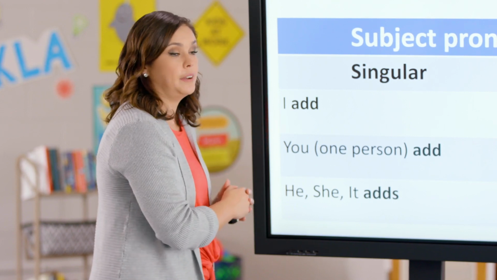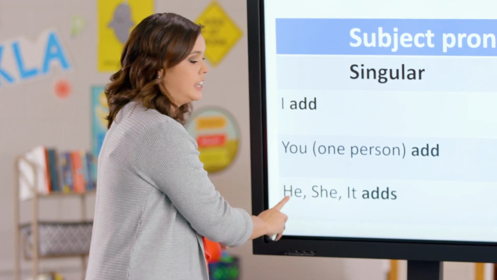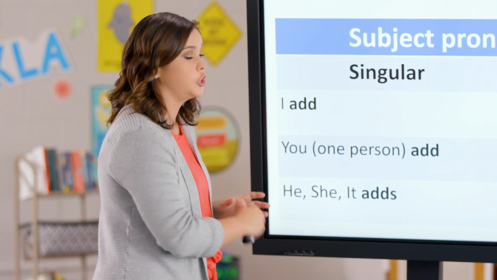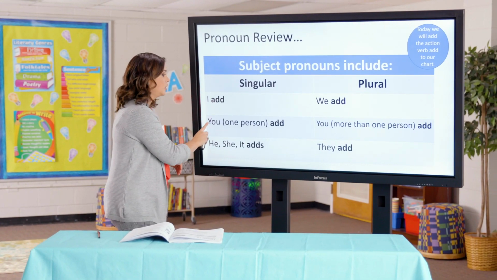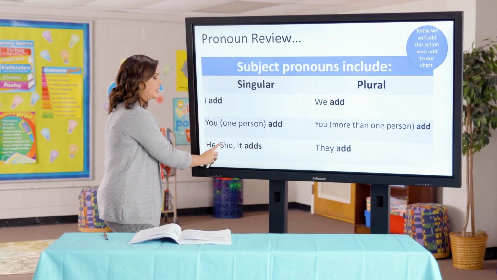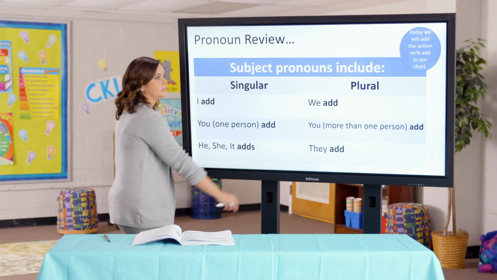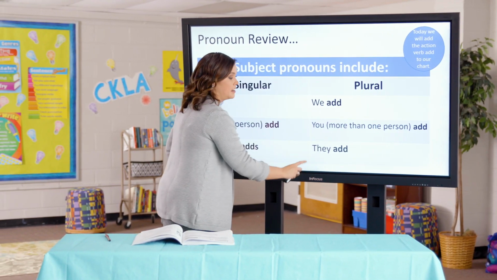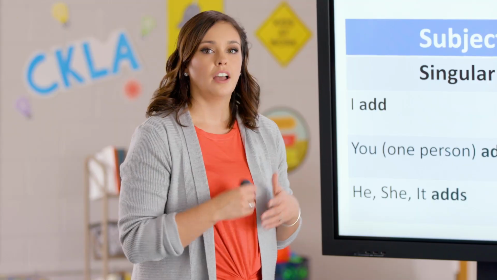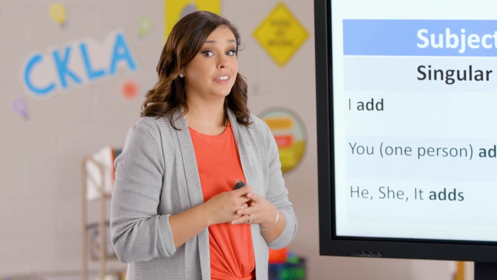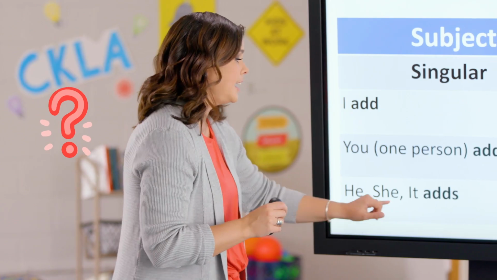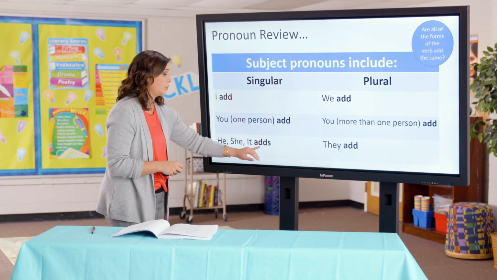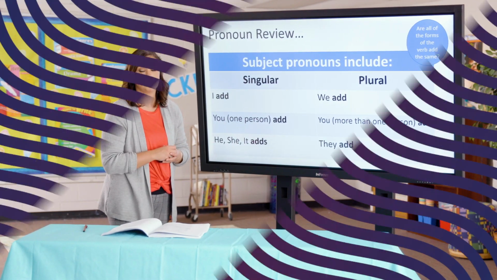With our singular pronouns, we have I, you, he, she, it. Let's add the verb add to our chart. I add, you add, he, she, it adds. For plural, we have we add, you add, they add. Are all of the forms of the verb add the same? No. Take a look down here. Notice how with this singular subject pronoun, we added an S to the end of the verb.